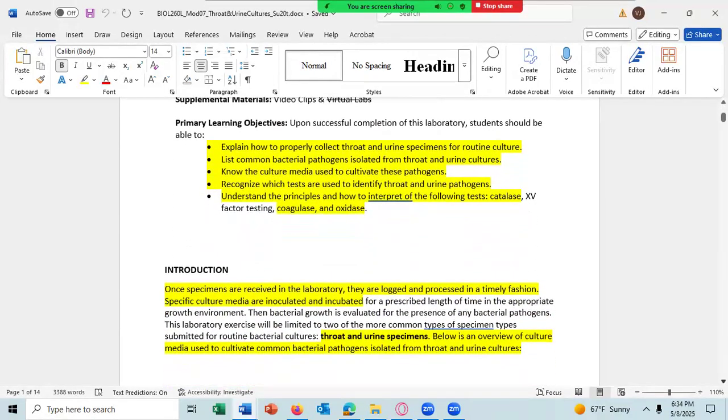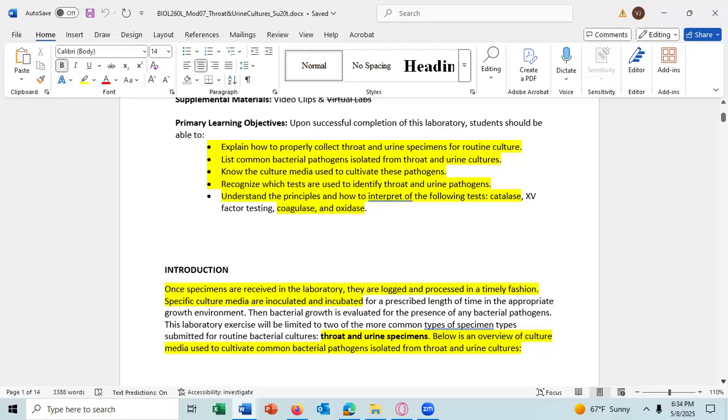The learning objectives for this lab: first, be able to explain how to properly collect throat and urine specimens for routine culture. Two, list the common bacterial pathogens isolated from throat and urine cultures. Three, know the culture media used to cultivate these pathogens. Four, recognize which tests are used to identify throat and urine pathogens.